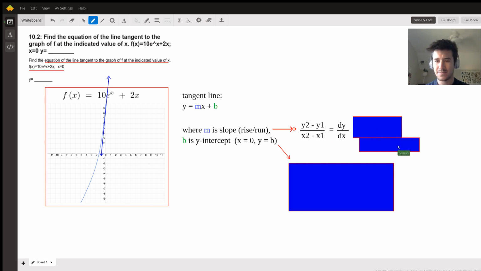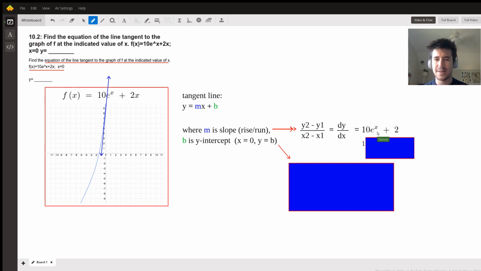If I want to find dy/dx, I just differentiate the original function, which means differentiating e to the x, which again is e to the x, keeping the 10 intact, and then differentiating 2x to get positive 2. I think we're done there.